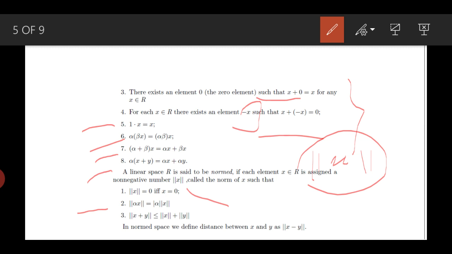The second property says that if you scale the element and then take the norm, or take the norm and then scale, these are the same things. The third property is just the triangle property that says that adding two sides of the triangle, the sum of two sides will always be greater than or equal to first adding and then taking the norm. So these are the properties that should hold for normed spaces.